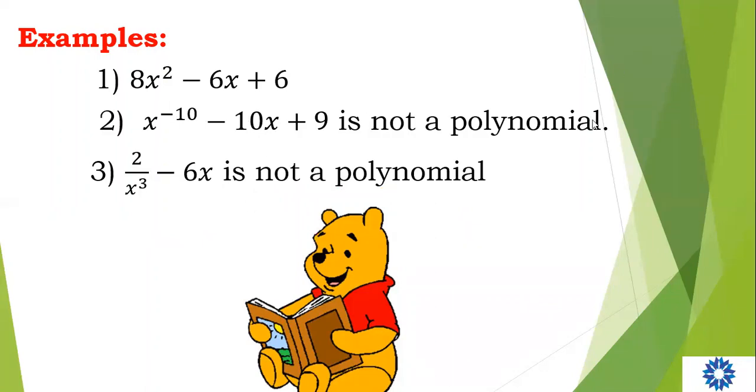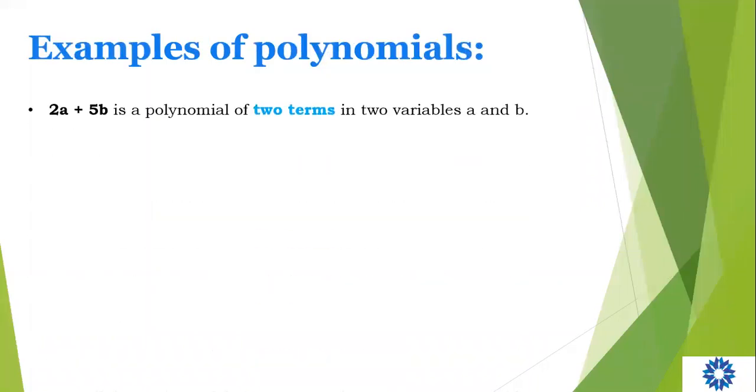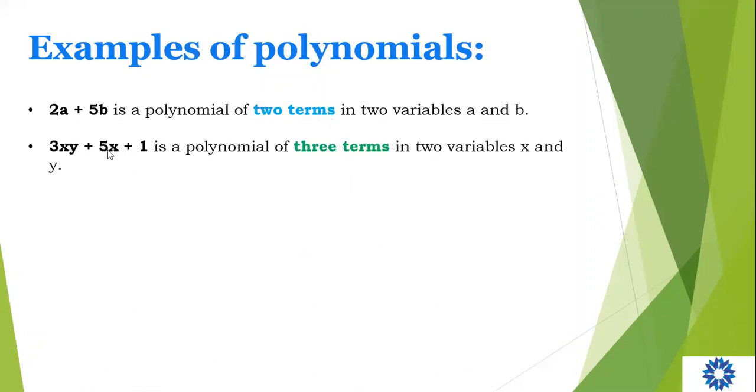Next, we'll discuss more examples. So 2a plus 5b is a polynomial in two variables. There are two terms, and a and b are two different variables. So 3xy plus 5x plus 1 is a polynomial. There are three terms, 1, 2, 3, in two variables, and here the variables are x and y.